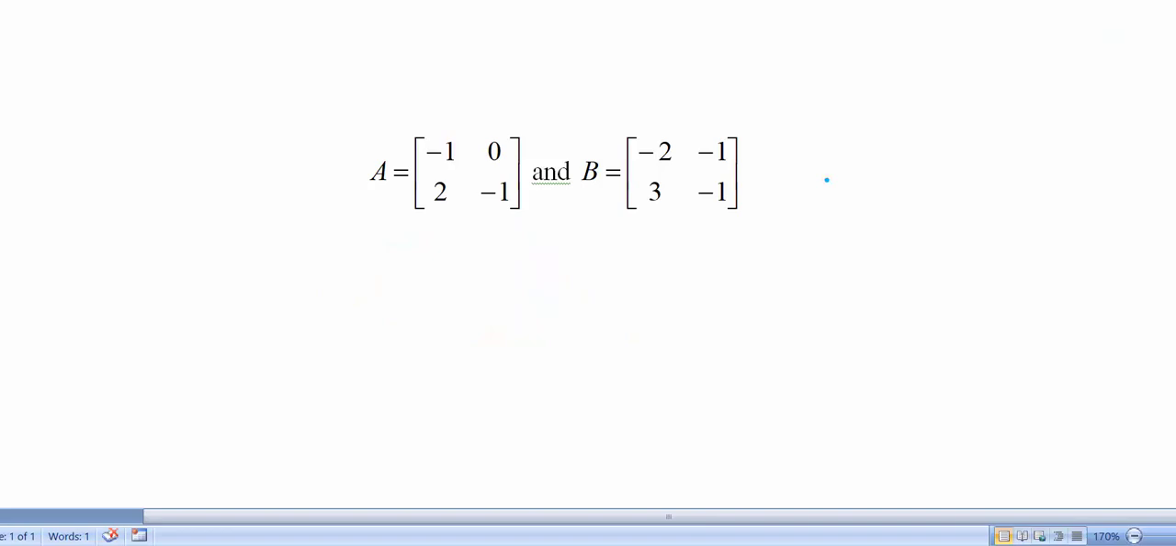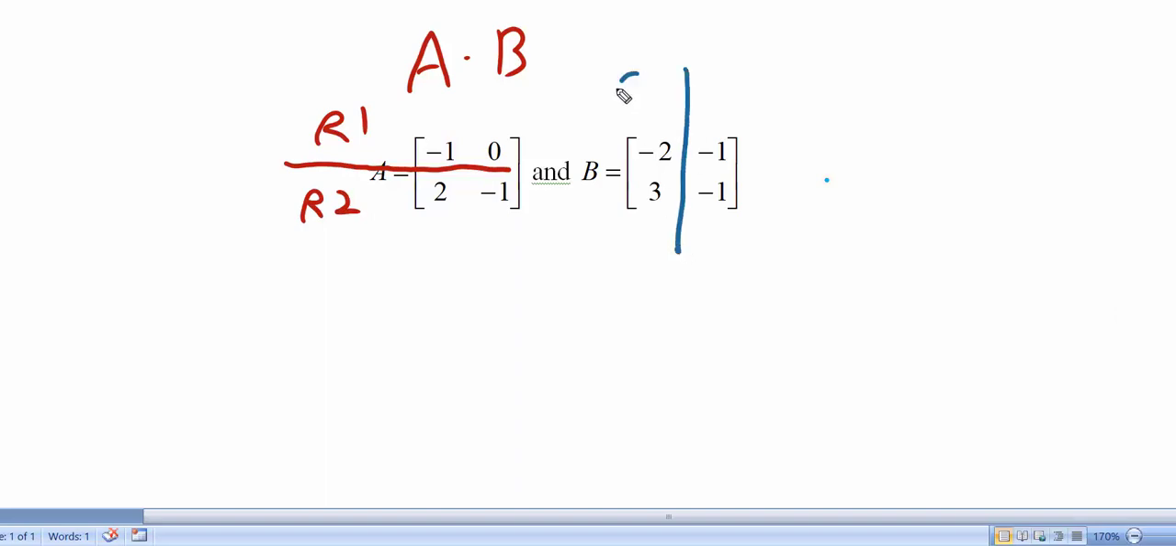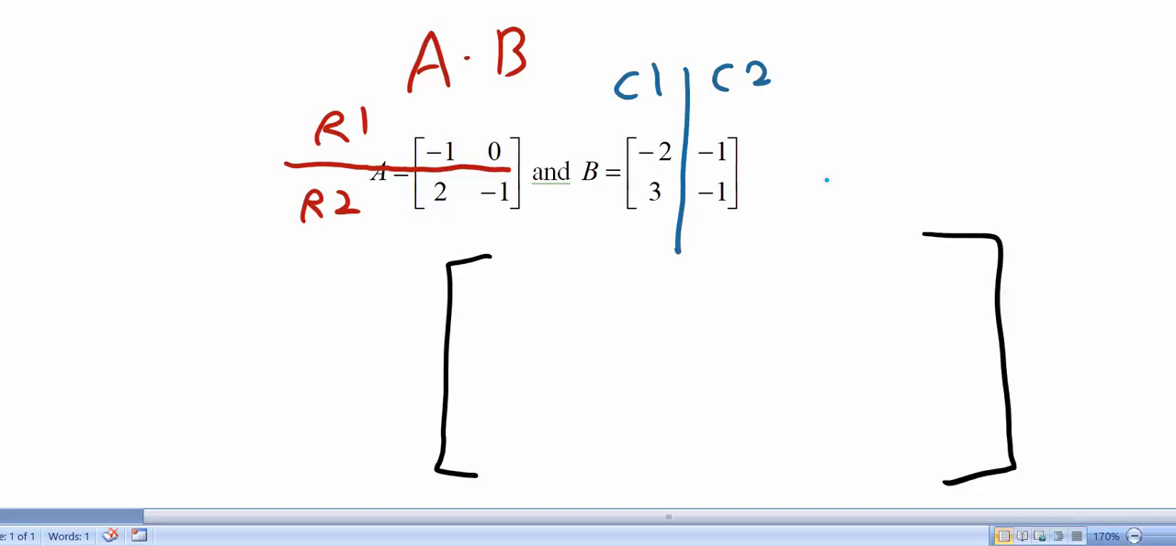If we're going to be doing A times B, I want to take the first matrix and identify row 1 and row 2 only. And then I'm going to look at matrix B and identify column 1 and column 2 only. And I'm going to make another 2 by 2 matrix. I'm going to give myself a lot of space.